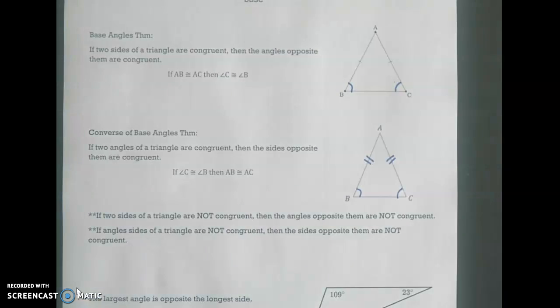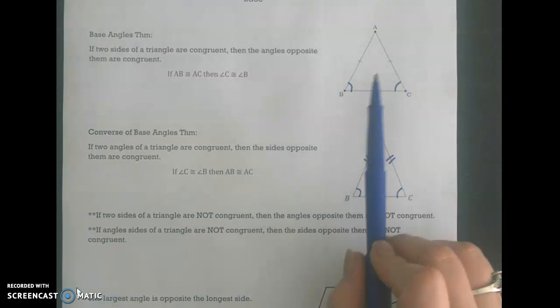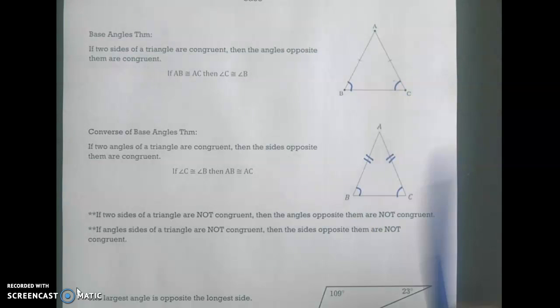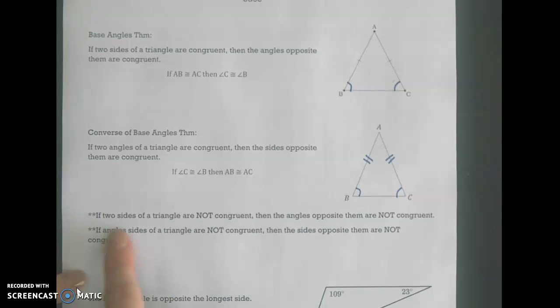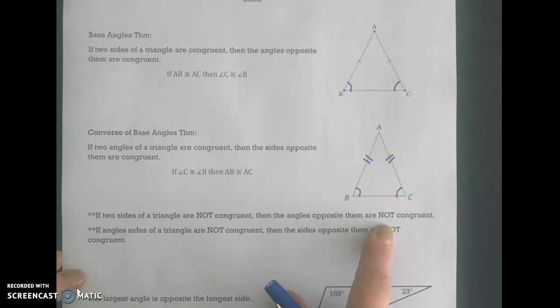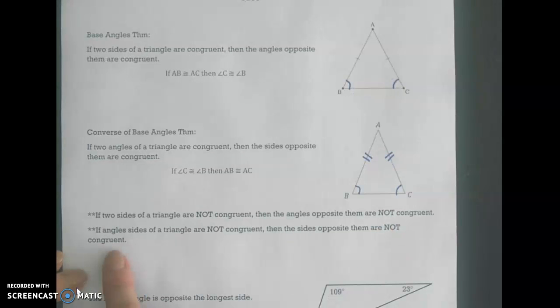So that's the converse of that theorem. So it goes both ways. If I know the sides are congruent, then I can conclude that the base angles are congruent. If I know that the base angles are congruent, I can conclude that the legs are congruent. All right, something else to note is that if two sides of a triangle are not congruent, then the angles opposite them are not congruent. And vice versa. If the angles of a triangle are not congruent, then the sides opposite them are not congruent.